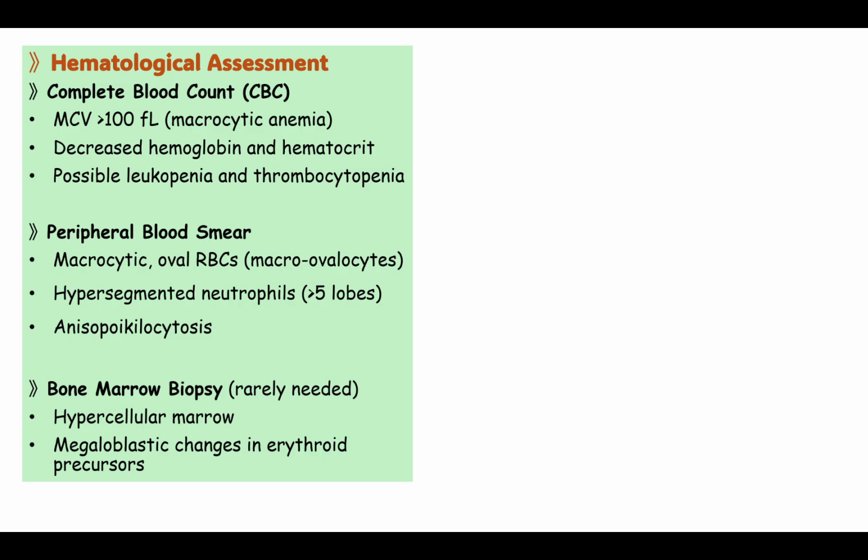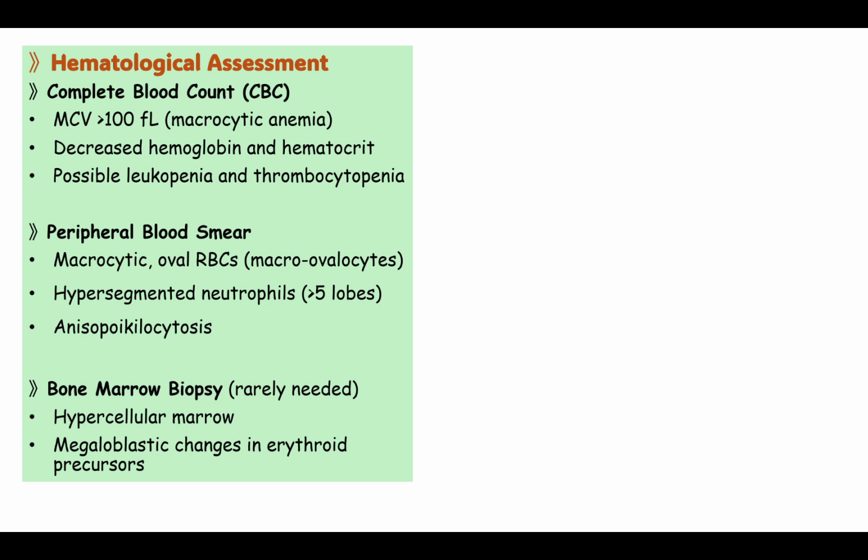Additional diagnostic tools include hematological assessment and genetic testing. On a complete blood count, folate deficiency may present with macrocytic anemia reflected by an MCV above 100 femtoliters, along with decreased hemoglobin and hematocrit. In some patients, there may also be leukopenia and thrombocytopenia. The peripheral blood smear may show macrocytic oval red cells, also called macro-ovalocytes, as well as hypersegmented neutrophils with more than 5 lobes, and anisopoikilocytosis.